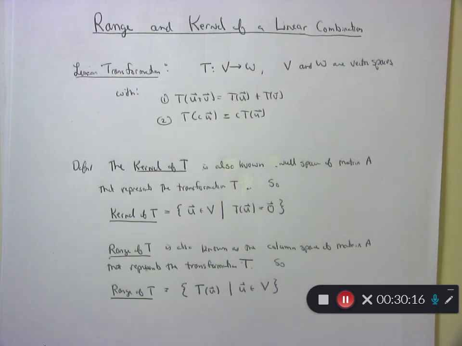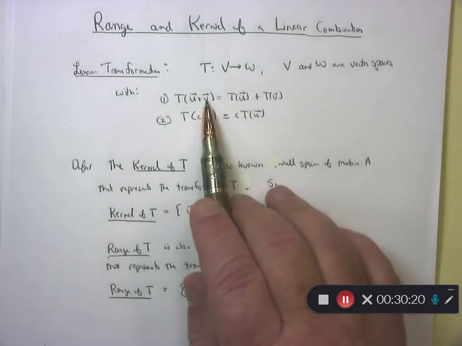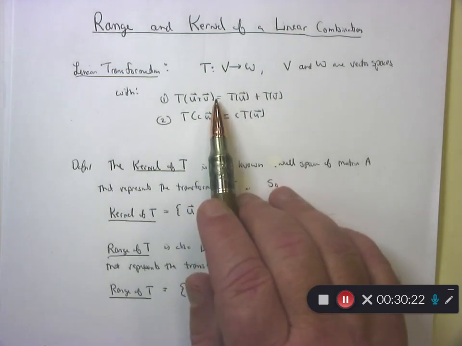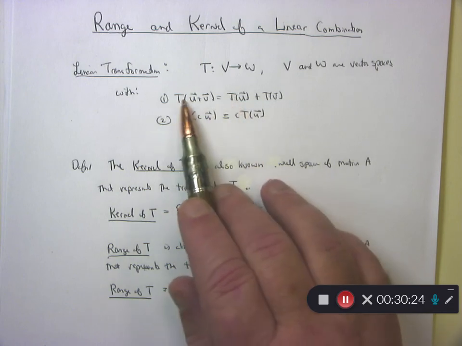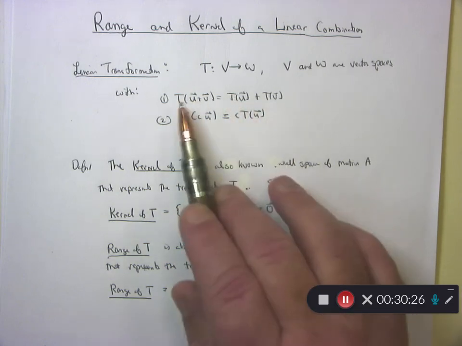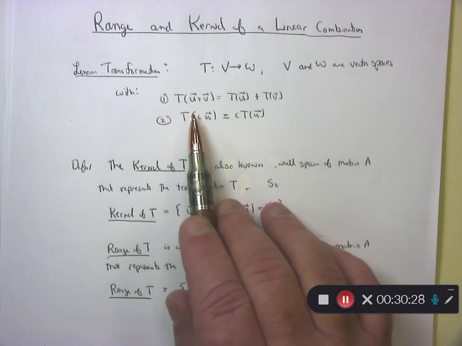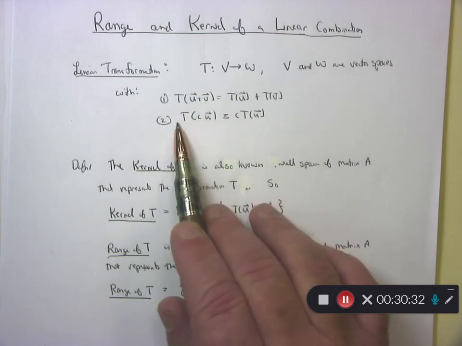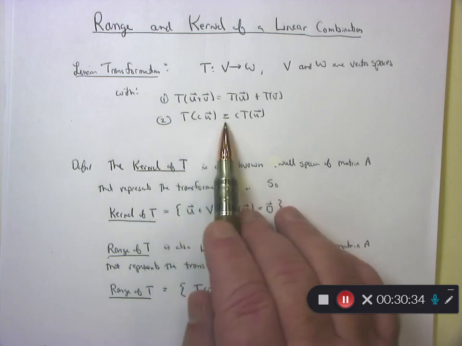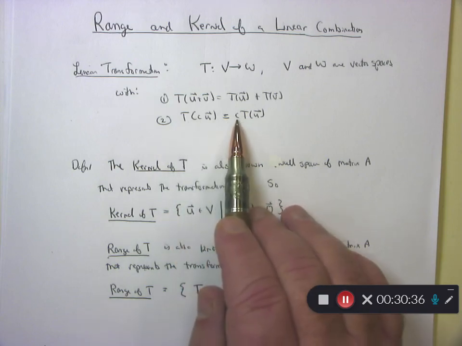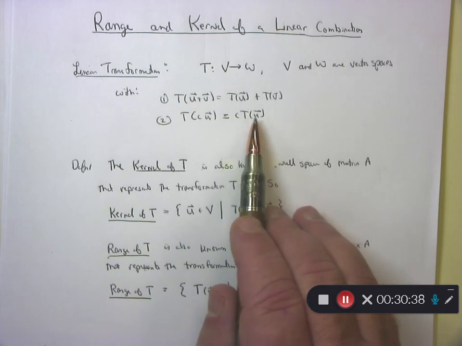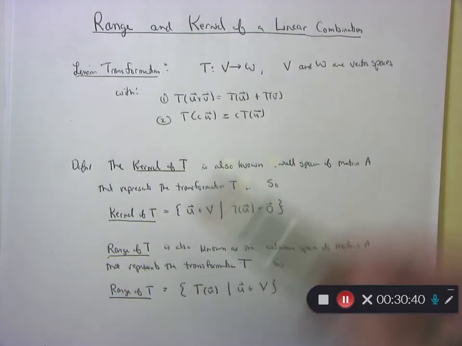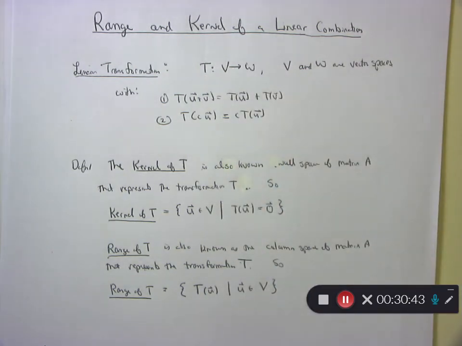If I've got a linear transformation on a sum of two vectors, that will always, if it's a linear transformation, be equal to the transformation on the first vector plus the transformation on the second vector. And if I ever have a constant, a scalar times a vector, and I do a linear transformation on that guy, it should always be equal to that same scalar times the linear transformation of that vector. These were my definitions of when I have a linear transformation.